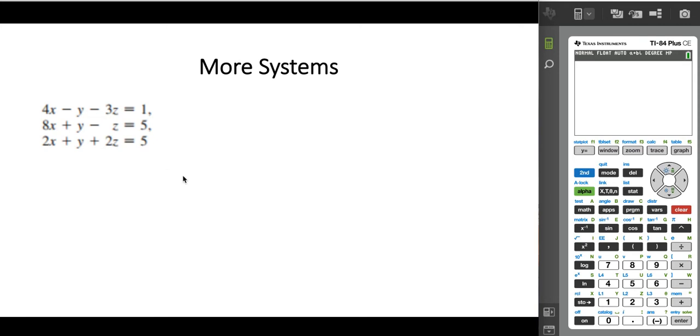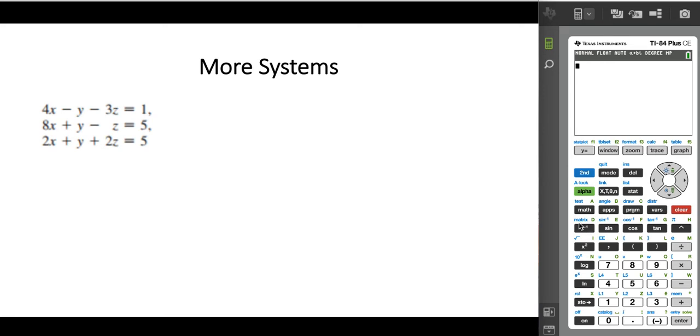Okay, so we have our system: 4x minus y minus 3z equals 1, 8x plus y minus z equals 5, and 2x plus y plus 2z equals 5. And we're going to write that augmented matrix. I shouldn't say system, augmented matrix. We're going to put that in our calculator.